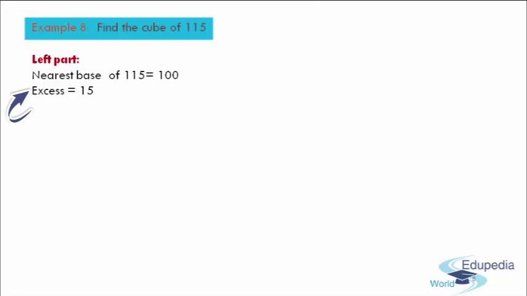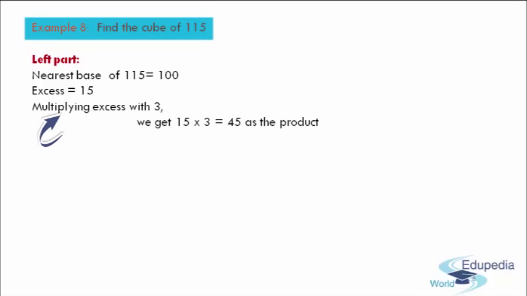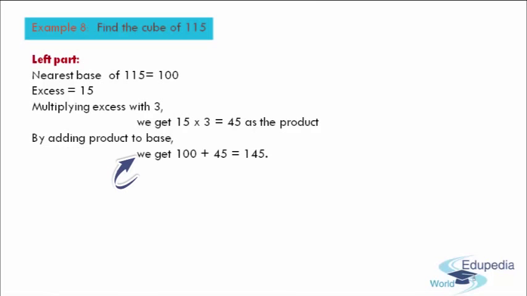Now after finding the excess, moving to step number 3, we have to multiply the excess by 3. So by multiplying 15 into 3 we get the product 45. After getting the product, moving to step number 4, we have to add this product to the base. So 100 plus 45 is equal to 145, and this 145 is regarded as the required left part.